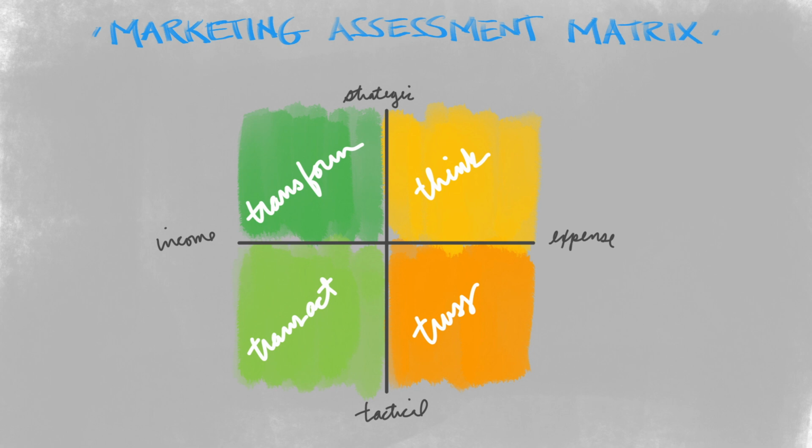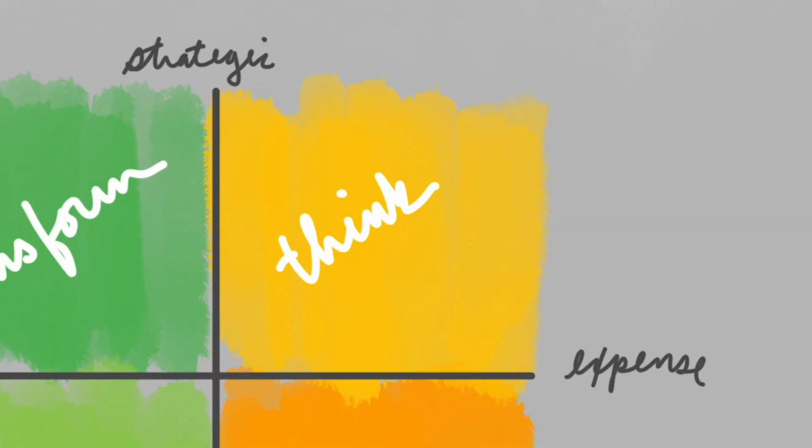Let's take a quick tour around the matrix. I'm going to explain it real quick with a couple examples to help you visualize and understand what I've built here. If you look at the top right, you're looking at strategic and expense. A strategic expense: things that cost the business money, but they are strategic. I'm calling that Think. These would be things like developing a strategic marketing plan, maybe developing a brand platform or a messaging matrix, maybe reworking a brand strategy.